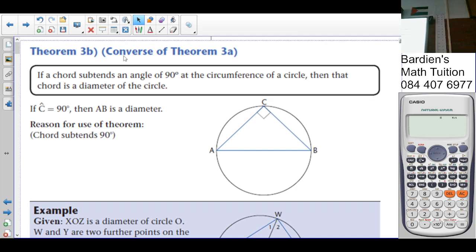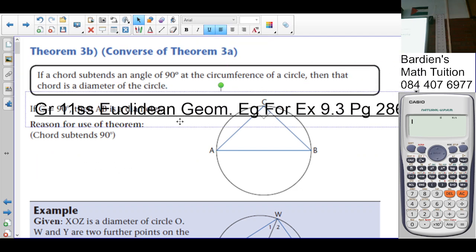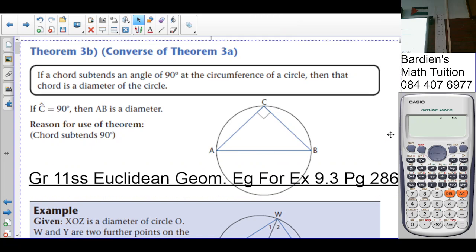The converse theorem. What does converse mean? The opposite or the reverse. 3b, the converse of theorem 3a. If a chord subtends an angle of 90 degrees, what is a chord firstly? It's a line going from circumference to circumference. If a chord subtends an angle of 90 degrees at the circumference of a circle, then that chord is the diameter of the circle. Does that make sense?